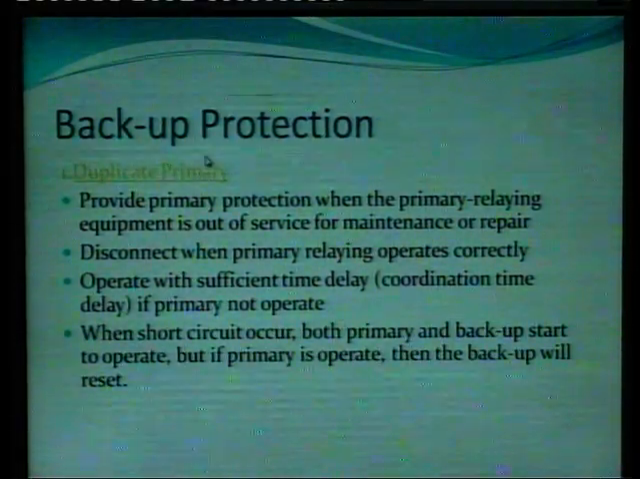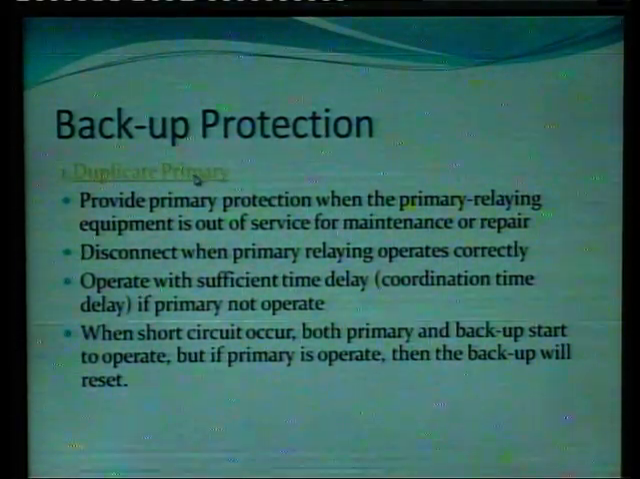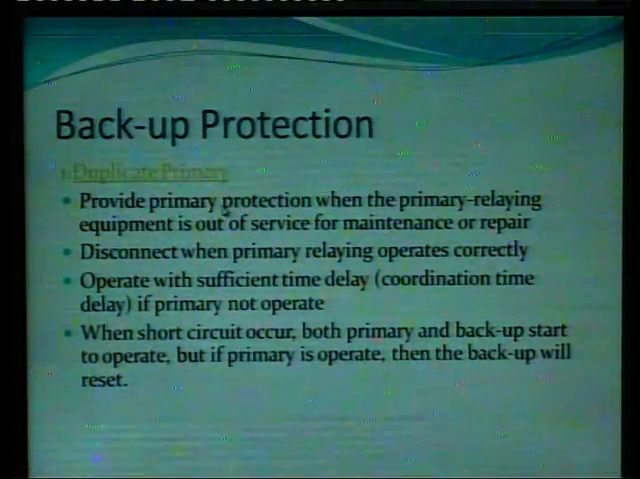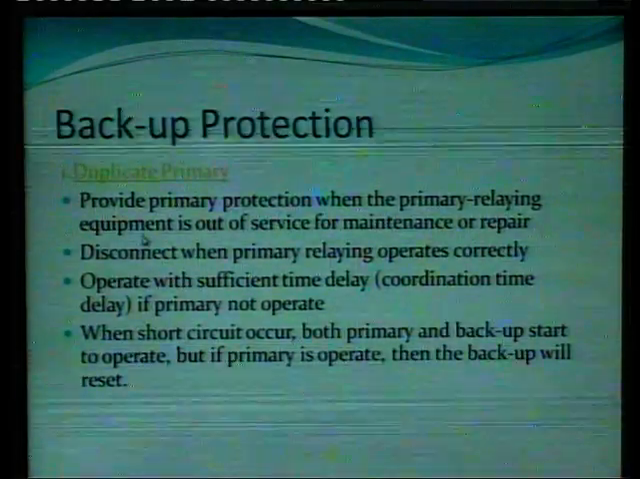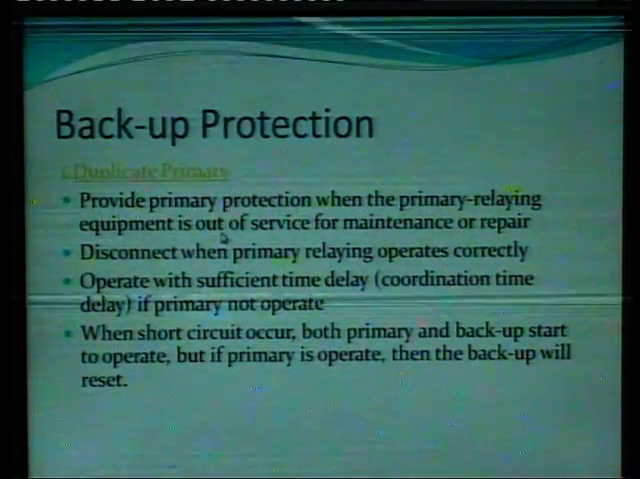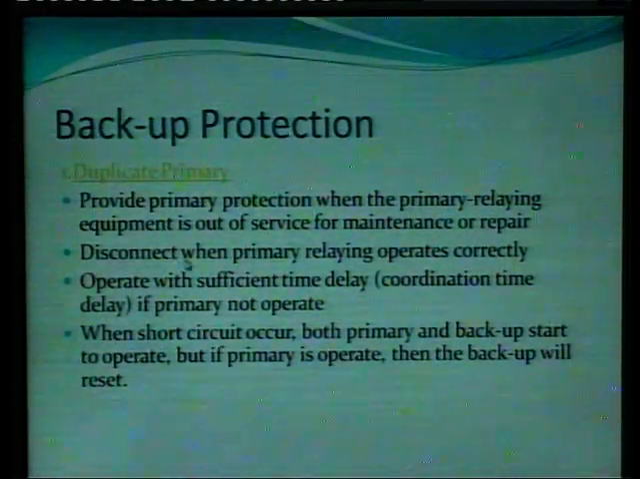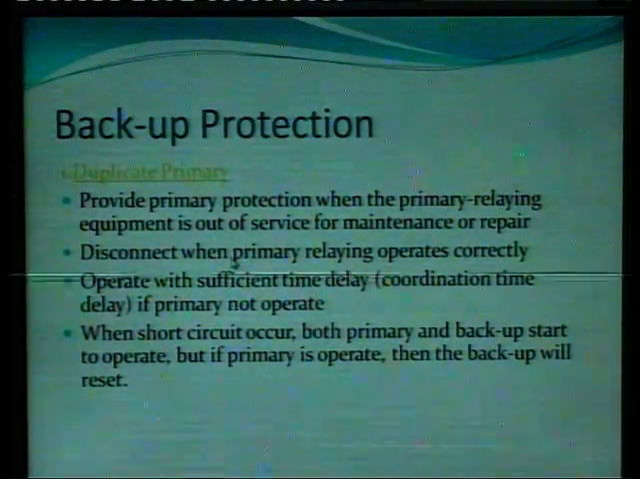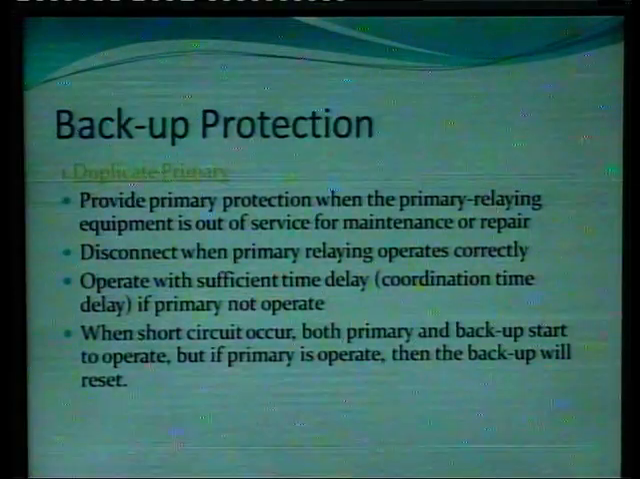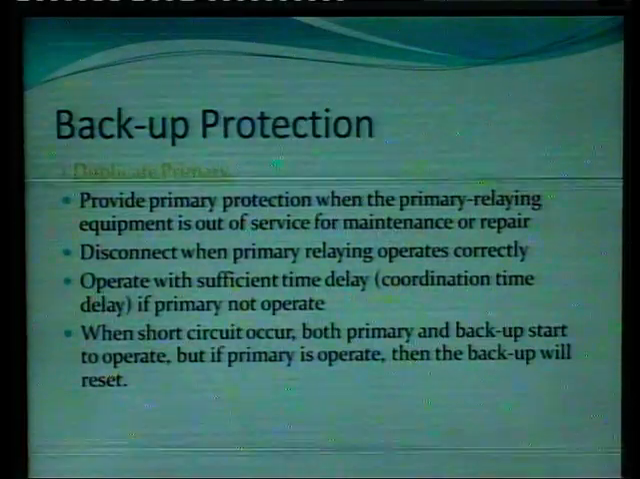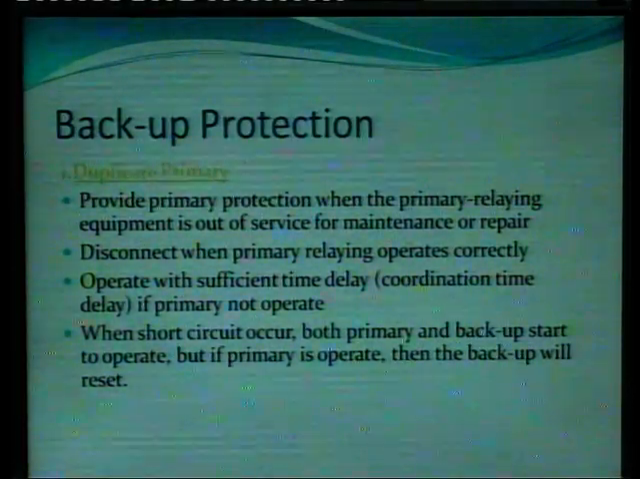The next is backup protection. It is also known as duplicate primary protection. It provides primary protection when the primary relaying equipment is out of service for maintenance or repair. It disconnects when the primary relaying operates correctly. It operates with sufficient time delay if the primary protection fails to operate.